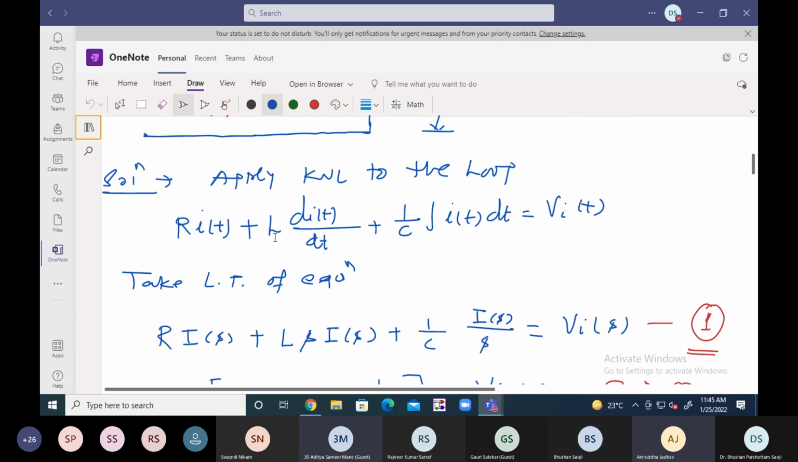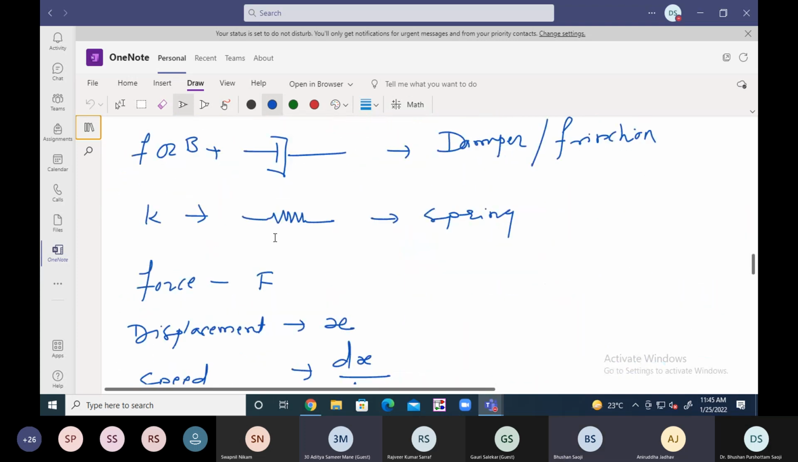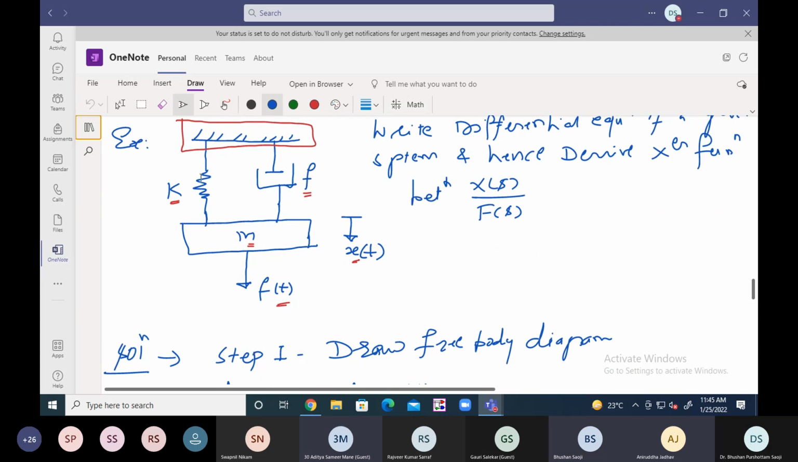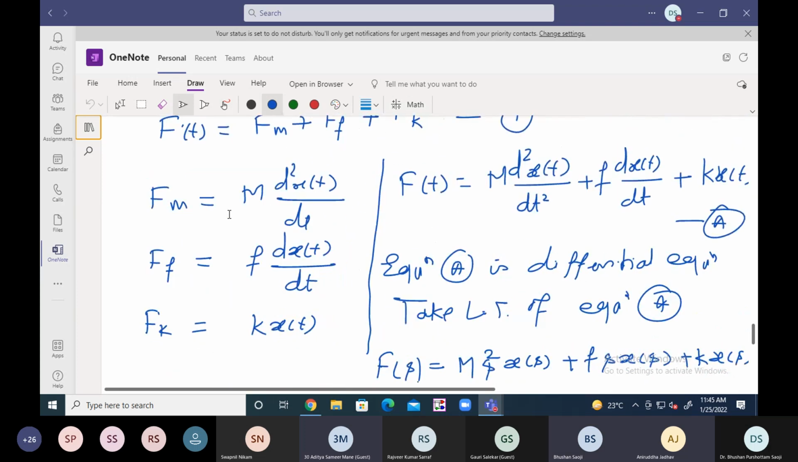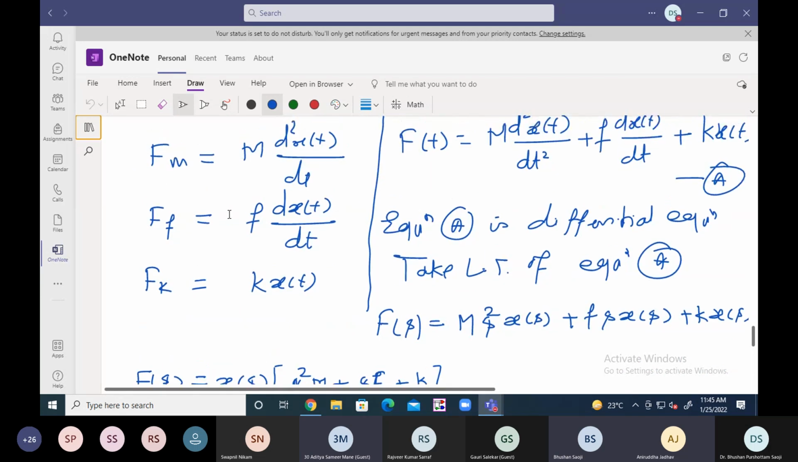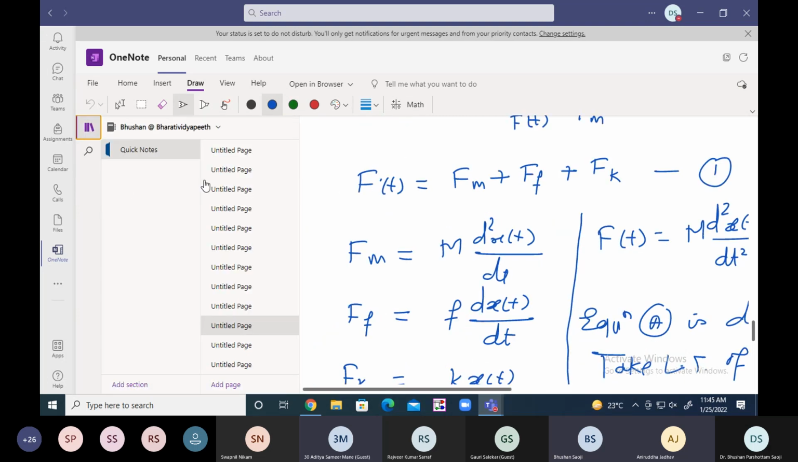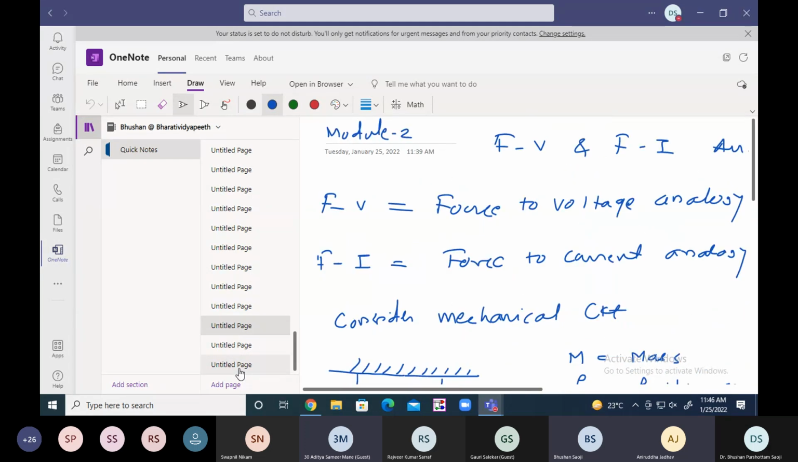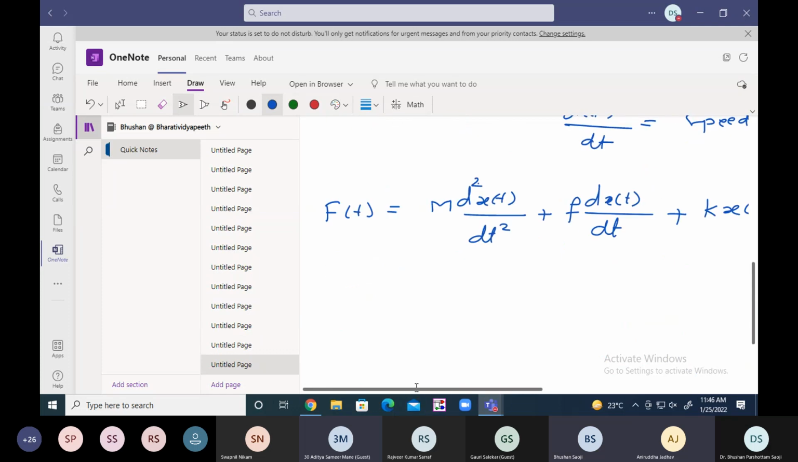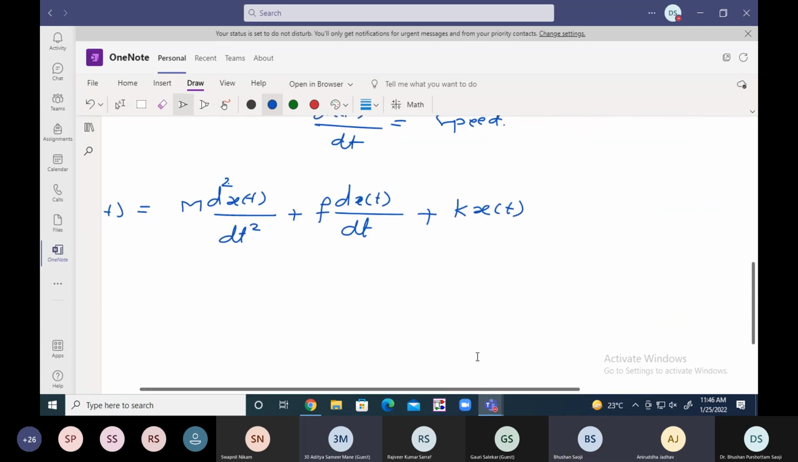See there. This was electrical and this was the mechanical system. For this mechanical system, we have derived in the last period the equation: f of m plus f of f plus f of k, that is F of t, equals m into d square x of t by dt square plus f into dx of t by dt plus k into x of t. These equations we have derived in the last period. Now I have written these equations here directly.